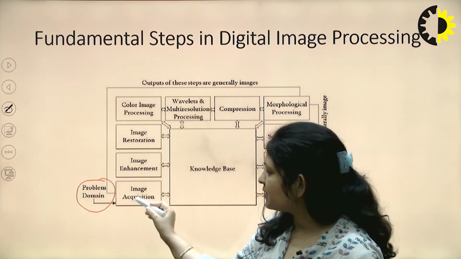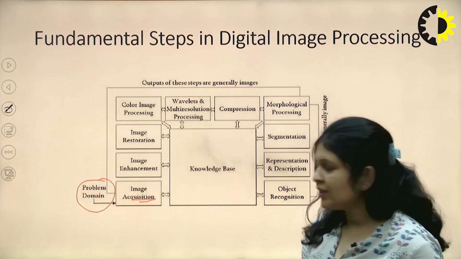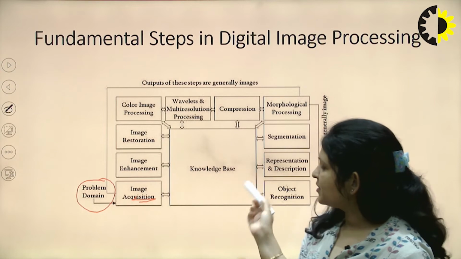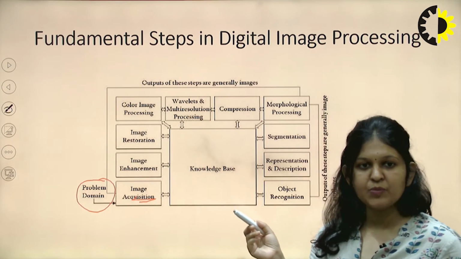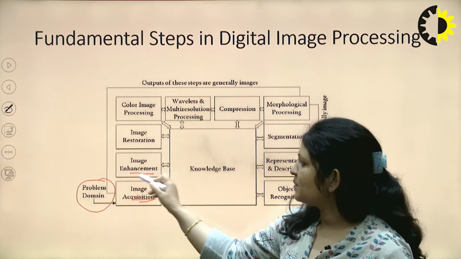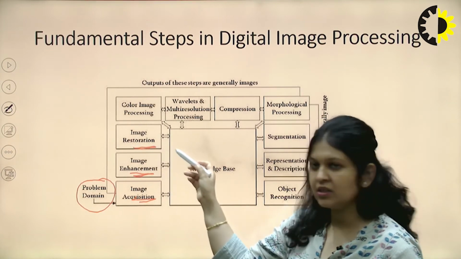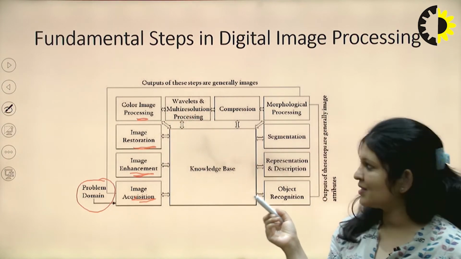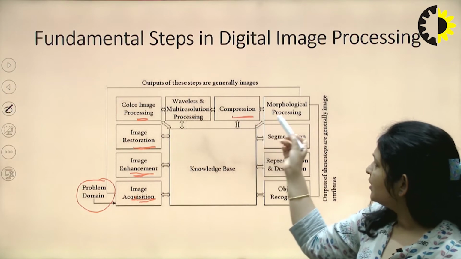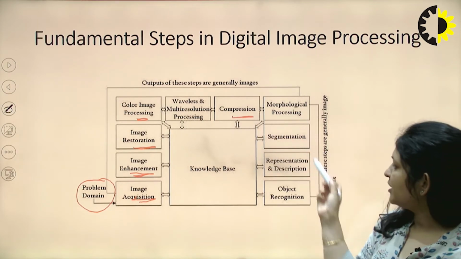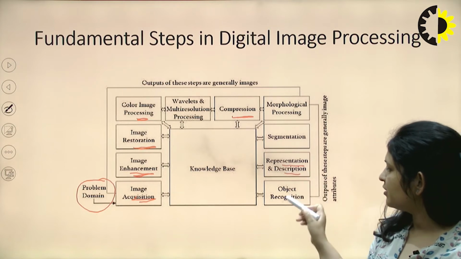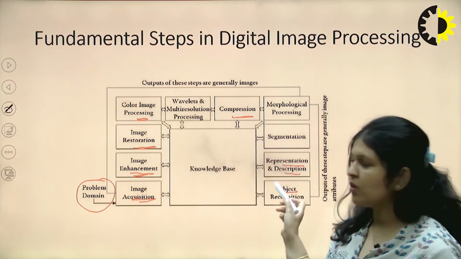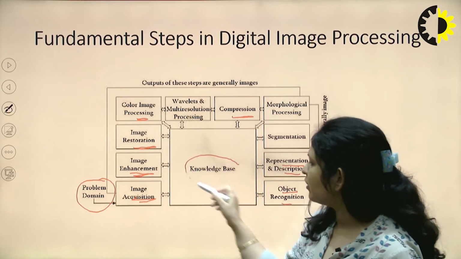The first step is image acquisition. After that we will discuss each step one by one. First, let's see the names of the steps in digital image processing. Then next is image enhancement. Then image restoration. Then color image processing. Then wavelet and multi-resolution processing. Then compression. Then morphological processing, segmentation, representation and description, and object recognition. The data belonging to all these steps together creates the knowledge base.